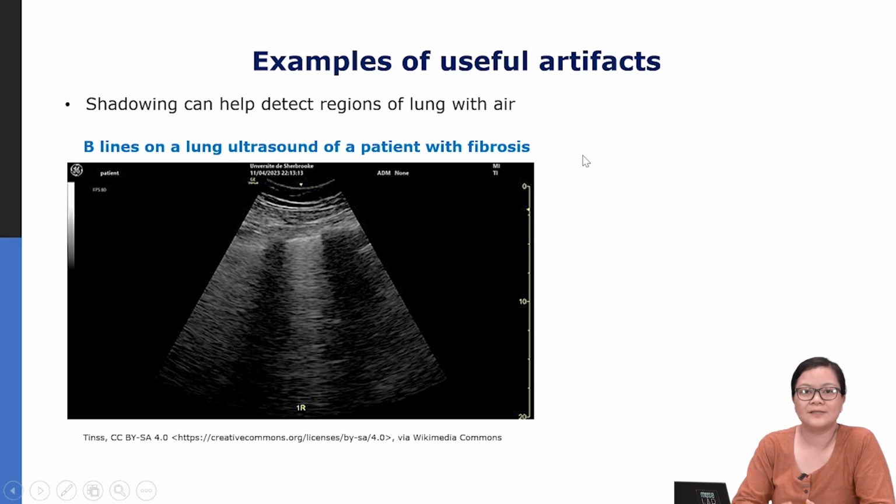Another example is in lung ultrasound. Typically, in a healthy lung ultrasound, you wouldn't be able to image deep beyond the pleural line. But ultrasound helps if you have a fluid-filled lung or a fibrotic lung. Fibrotic means a buildup of proteins in the tissue.